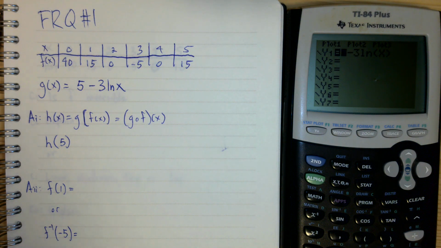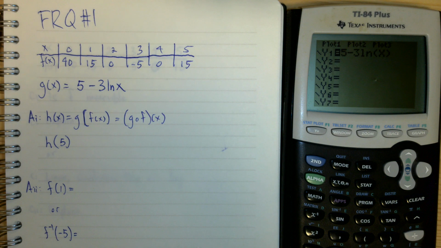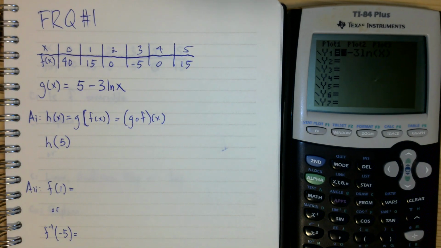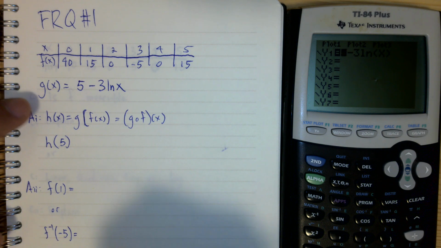Got a table and a function, and notice I've already put g of x into y1 because I am going to use that a few times here in this question. So the first part is always going to be that function composition, g of f of x, and that's going to be described by function h. So they want us to evaluate h of 5 here in this question.